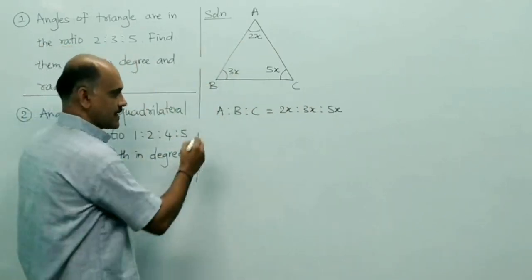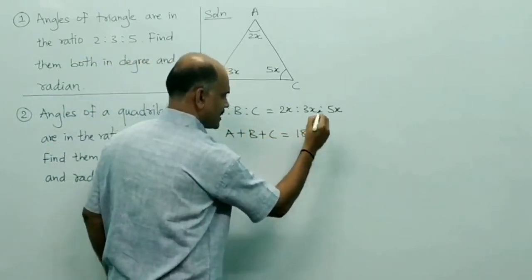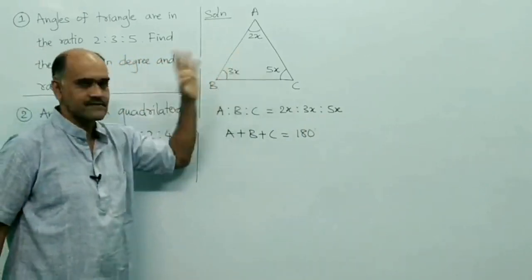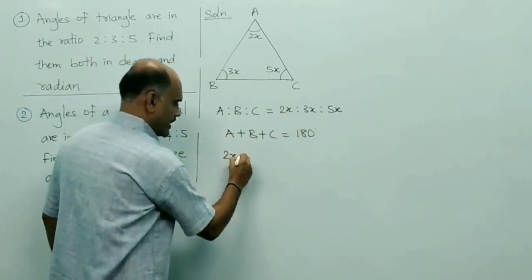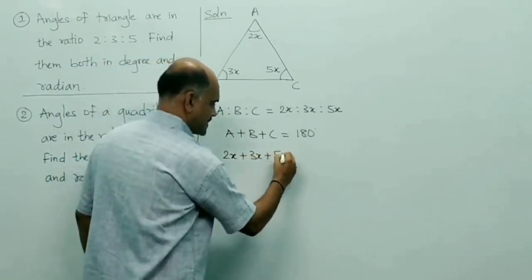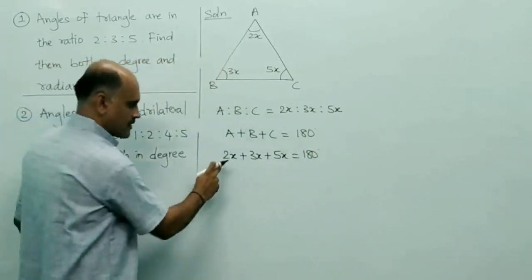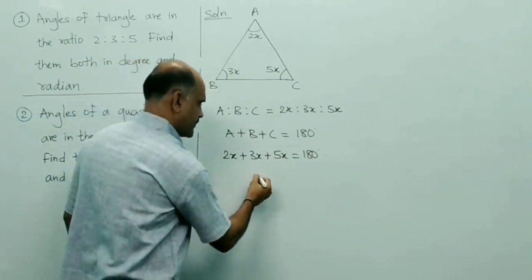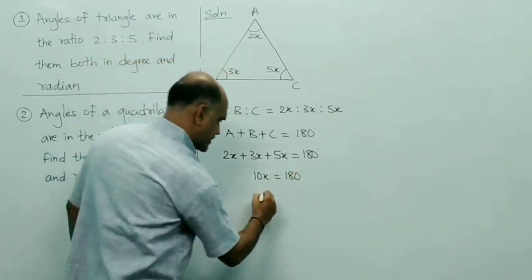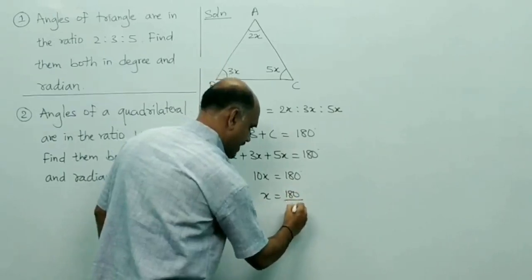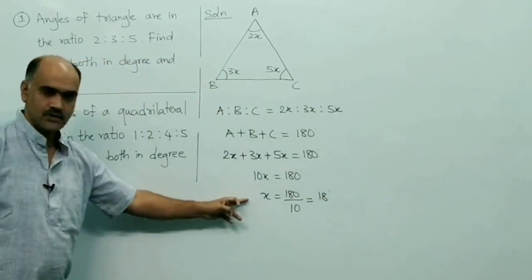Now we know that in a triangle, sum of these angles A plus B plus C will be equal to 180 degree. Sum of these three angles will be 180. Now substitute these values. So 2x plus 3x plus 5x is equal to 180. Now if I simplify, 2 plus 3 is 5, 5 plus 5 is 10. So I will have 10x is equal to 180 degree. Therefore x is equal to 180 divided by 10. So 0 gets cancelled, you will have 18 degree.